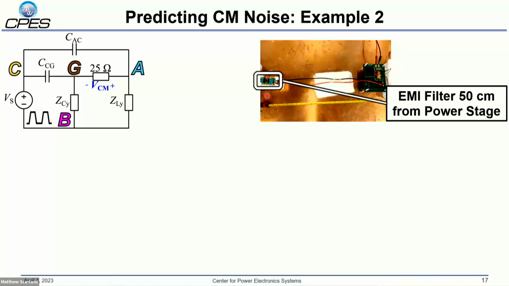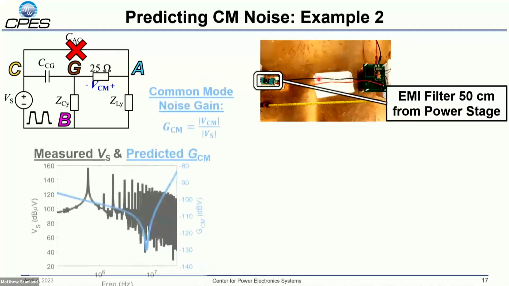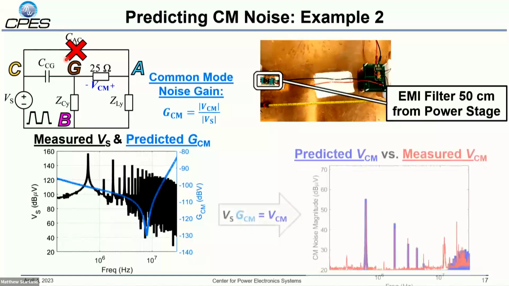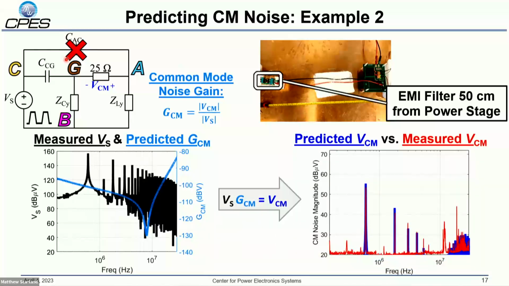example. In this case, because this filter is very far from your power stage, this near-field coupling CAC, which is from the input side of your EMI filter to your power stage, is minimized because this distance is so great. So in this case, your noise source is the same because it's just the switching voltage of your converter, which is unchanged. However, your noise gain is changed by removing this coupling from your circuit. And here we find also pretty good agreement with our measured noise.